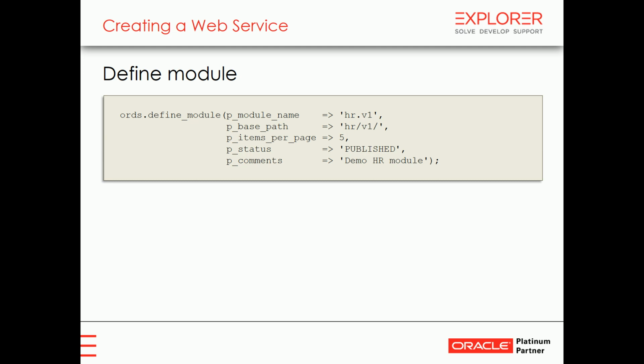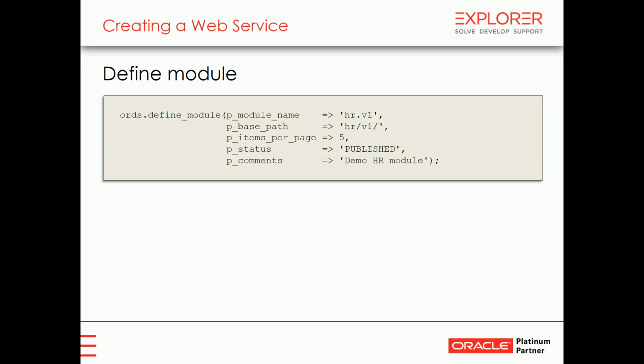The first step is to define a resource module. In this example, we are creating the first version of an HR module. It is good practice to include a version number in your modules so that you can publish updated versions of your web services while still maintaining backwards compatibility.